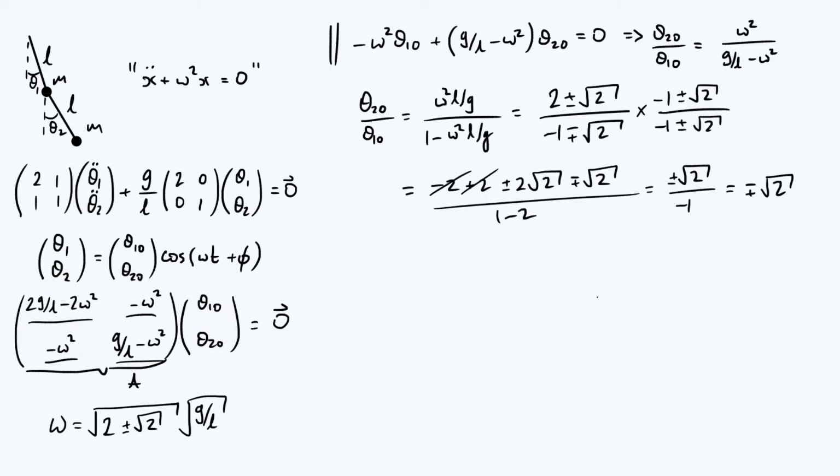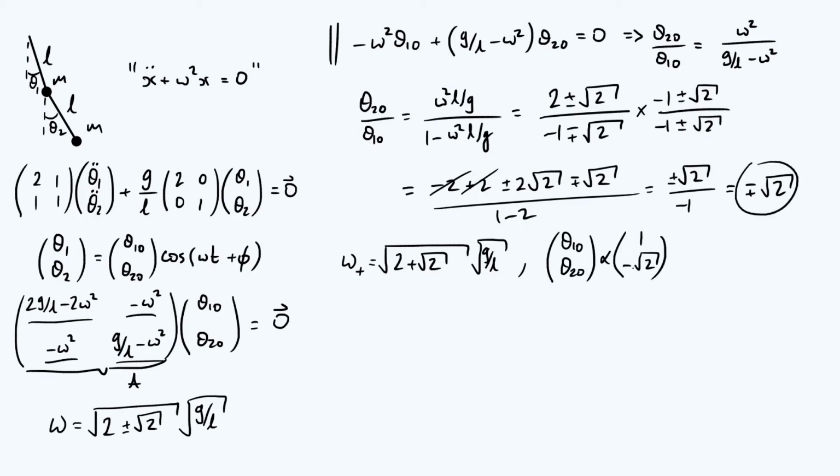So what does all of this mean? Well, we've come up with two solutions, right? One possible solution is that omega, I'm going to call it omega plus because it's got a plus sign in it, is the square root of 2 plus root 2 times root of g over L. The vector of theta 10, theta 20 corresponding to that is proportional to 1 and then minus root 2, because of that ratio that we just found.